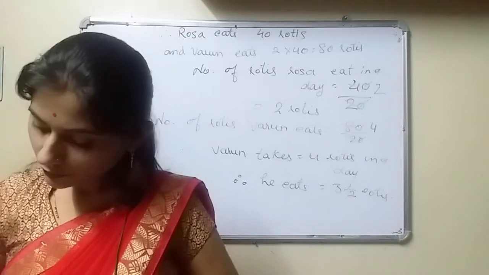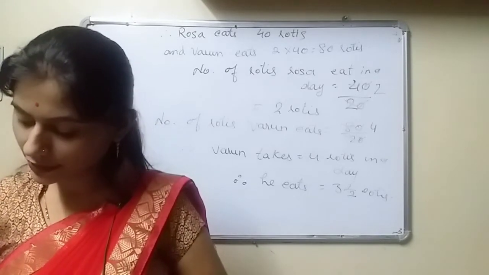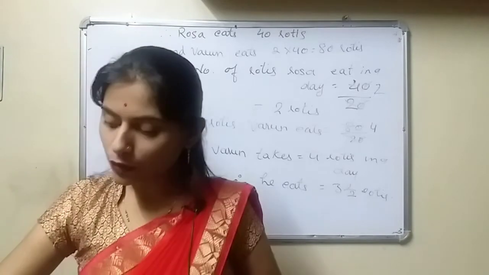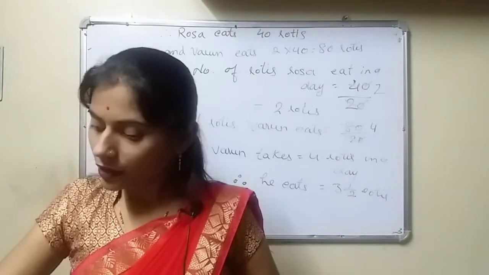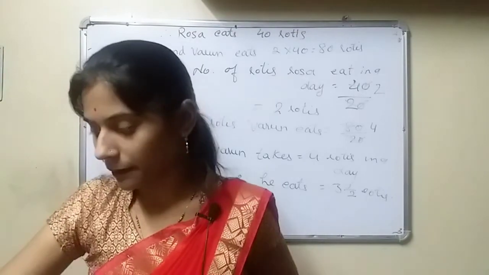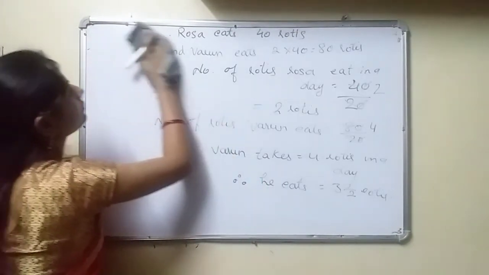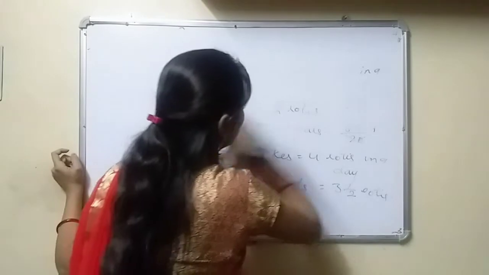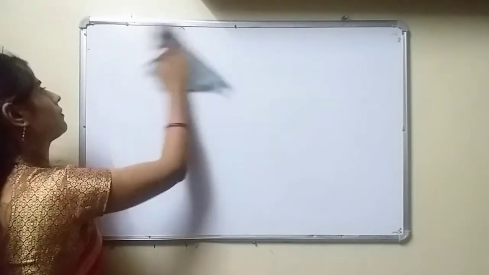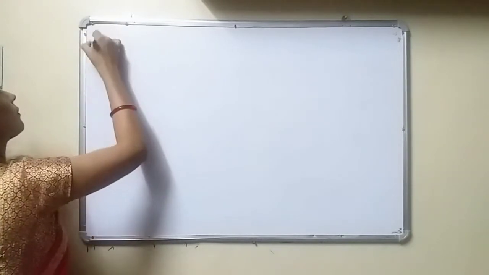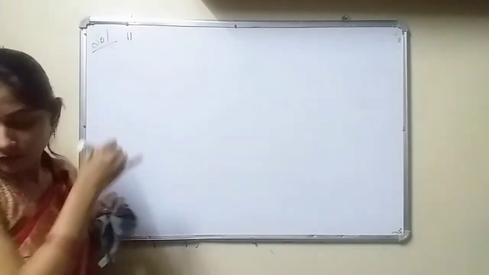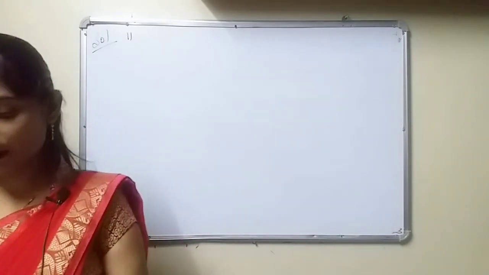Now see, question number 11. Rahil has a certain number of chocolates. He gave 1/3 of the chocolates to his brother and 1/6 of them to his friend. He was then left with 30 chocolates. How many chocolates did he give to each one? Solution number 11. How many chocolates does he have?